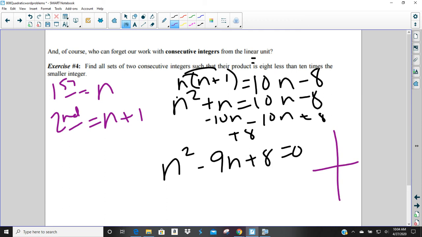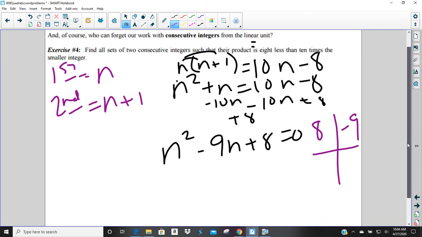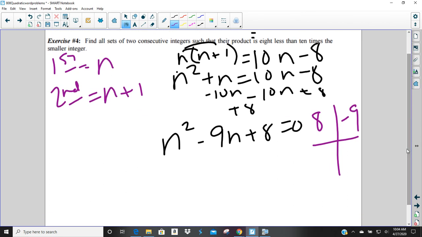So I'm going to have the factors of 8, when added together, give me -9. Now my clue here is that the 8 is positive, but the -9 obviously is negative. So I know that both numbers have to be negative. So the two numbers, there's obviously -4 times -2. There's also -8 times -1. So this added together gives me -6. That's no good, but this gives me -9, which is correct.